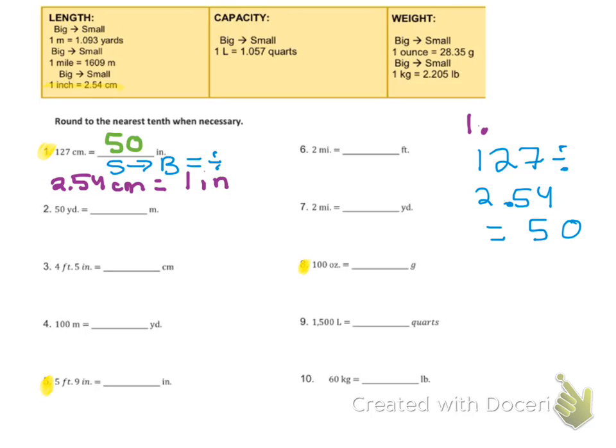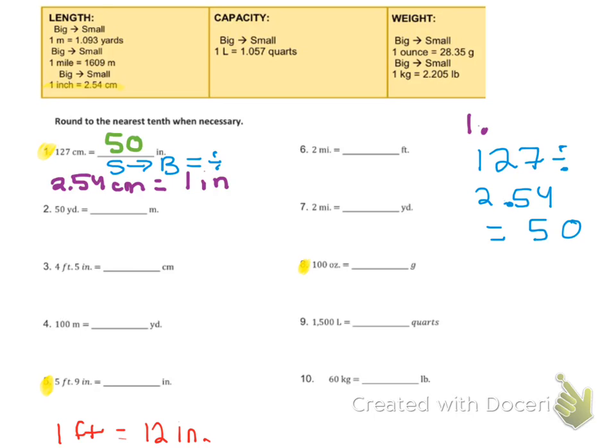Okay, taking a look at question number five. We have 5 feet 9 inches, and we need to convert it to just inches. So this is not between the metric system and the customary system. This is just in the customary system. We already have our 9 inches. What we need to change is the 5 feet. So we need to go from feet to inches. So we know that 1 foot is equal to 12 inches.